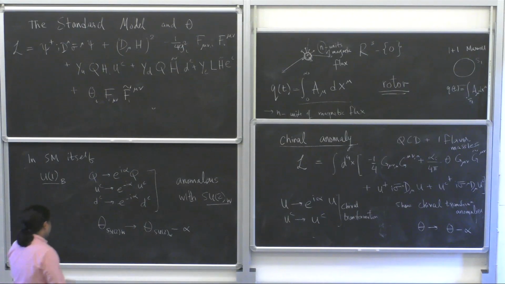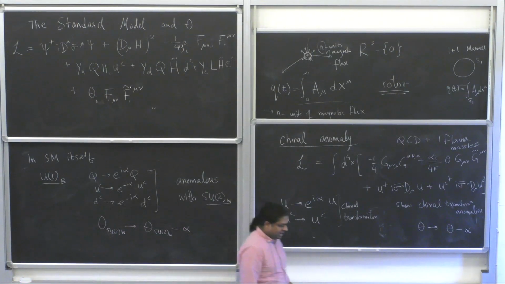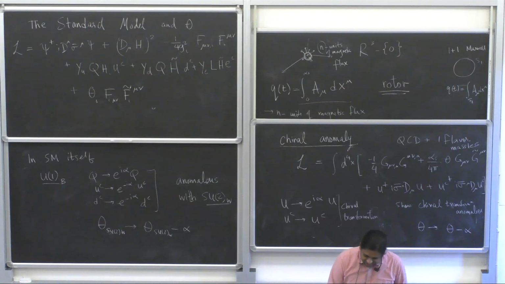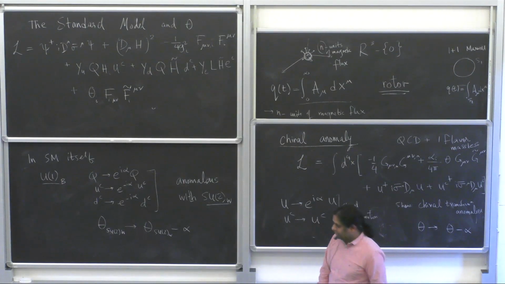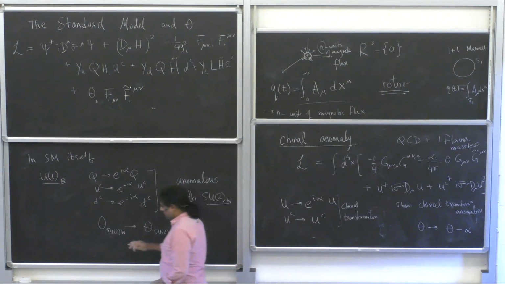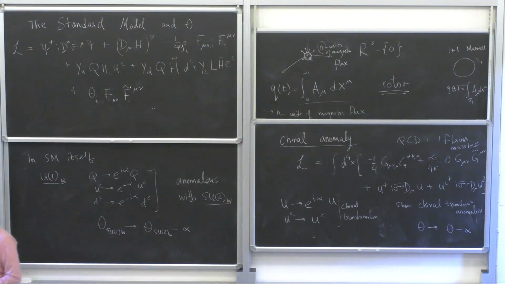So weak interactions are not vector like. QCD is vector like, and so that's the reason you say there's another. UN baryon is not explicitly broken.